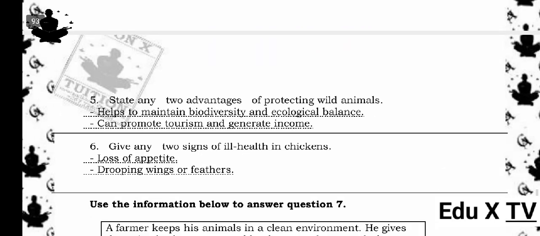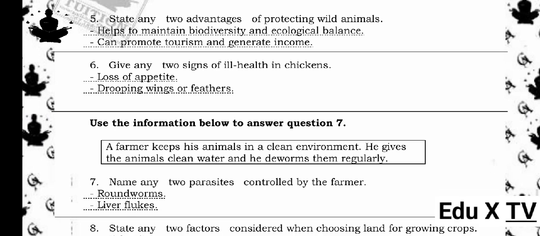5. State any 2 advantages of protecting wild animals. Helps to maintain biodiversity and ecological balance. Can promote tourism and generate income. 6. Give any 2 signs of ill health in chickens. Loss of appetite, drooping wings or feathers.